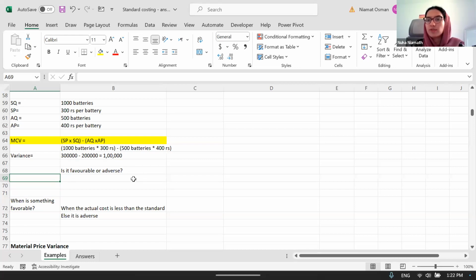Yes, Neetu says it's favorable. How about the others? Correct. So it is favorable.